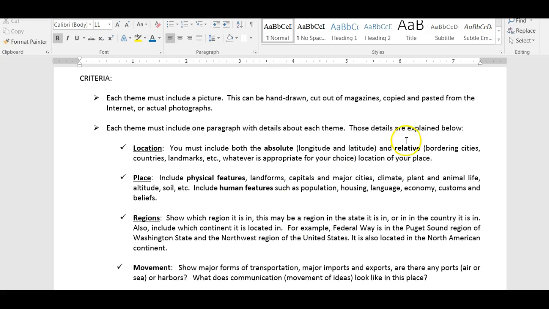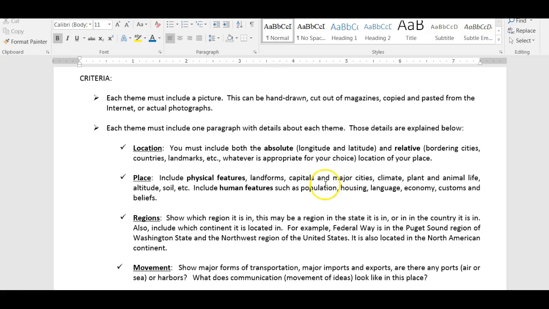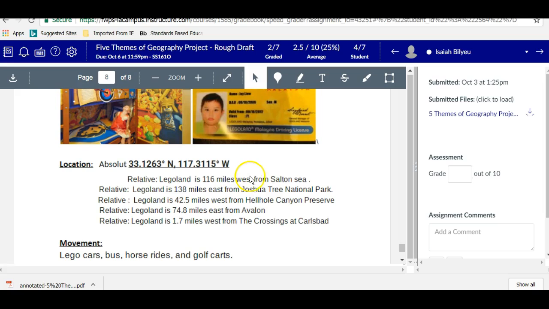Okay, so relative location, you're going to talk about some other cities. If it's a landmark, then you need to specify what kind of landmark it is. For example, is the crossings at Carlsbad a shopping center? If so, then you need to specify that's what it is. So you can choose cities too. San Diego is not far from Legoland. That'd be a relative location to include in this part.